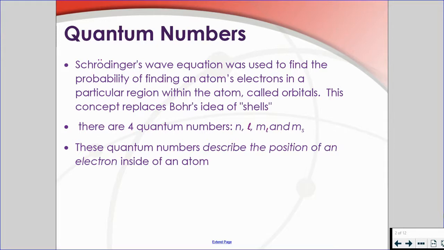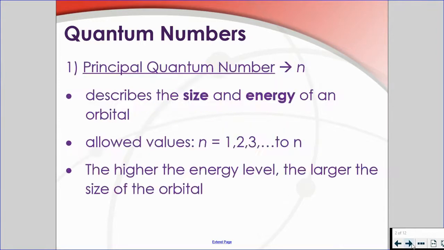So the 4 quantum numbers are meant to describe the position of where the electron is inside the atom. The uncertainty principle says that we cannot know the exact location of an electron and its speed at the same time. So the purpose of the 4 quantum numbers is to give the general location of where the electrons are. More specifically, it'll tell us which orbital it's in and what spin the electron will have.